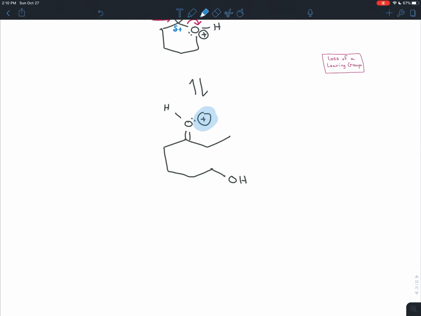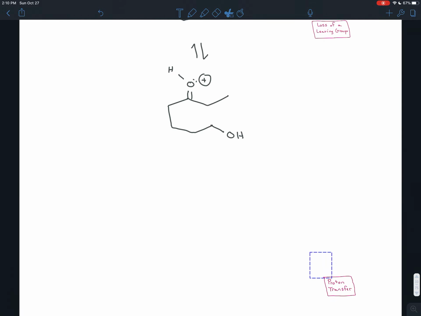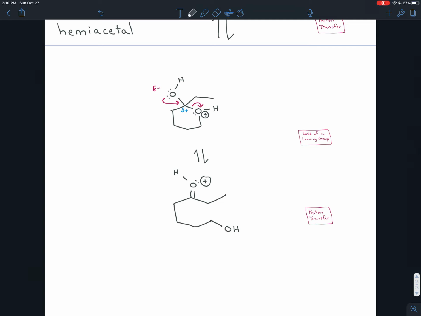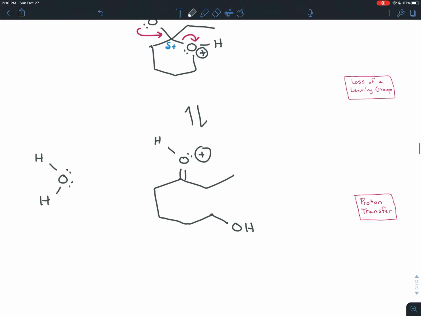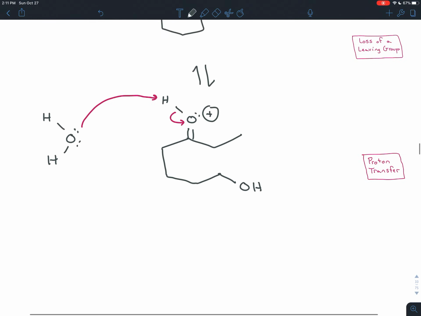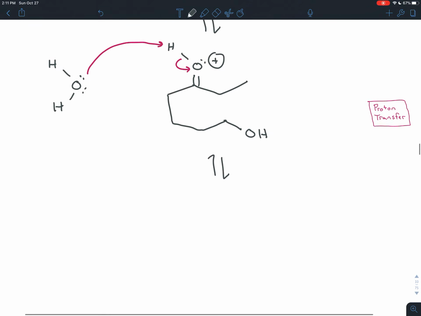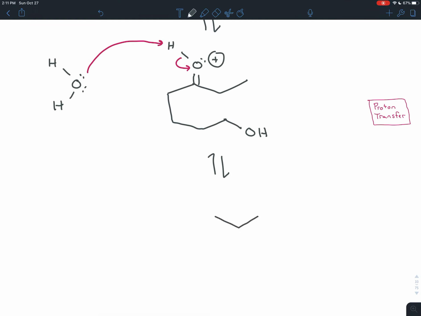Okay, well we almost have our ketone. All we have to do is stabilize that positive charge by doing a proton transfer. So our last step is this proton transfer. We can take a water molecule, the slightly negative oxygen on it can steal the slightly positive hydrogen here. The electrons snap back onto the oxygen, and we are left with our beautiful ketone.